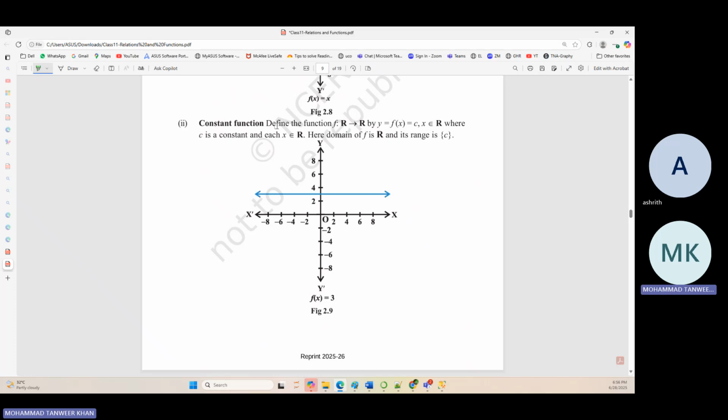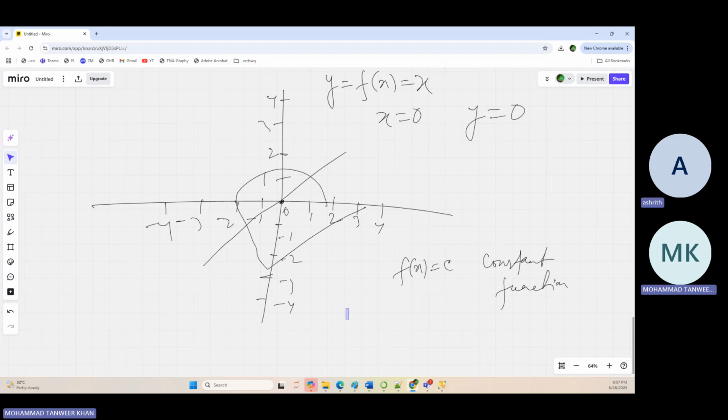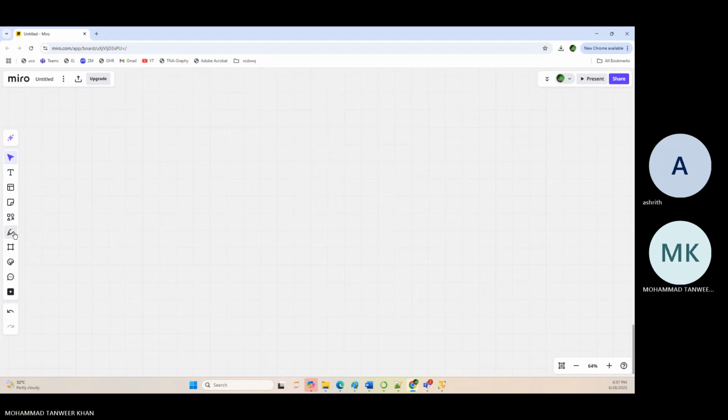Now, constant function. Constant function means it will always be constant. And it is denoted like this: f(x) = c. This is a constant function. Understood? Yes, sir. Can you tell me some example of a constant function? Lots of examples, an infinite number of examples are there.